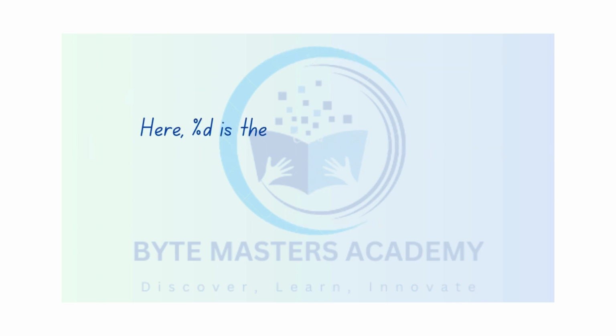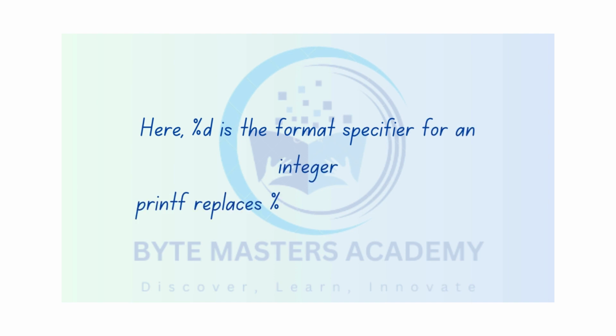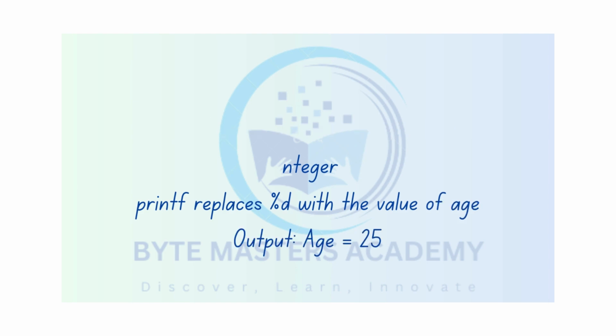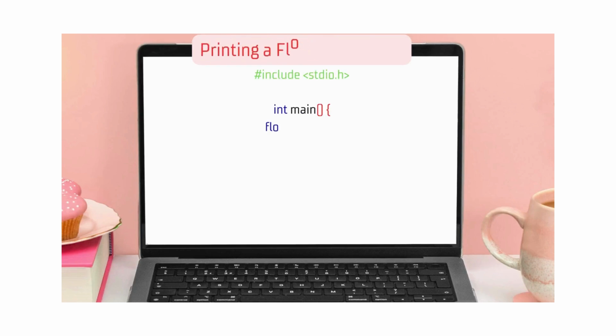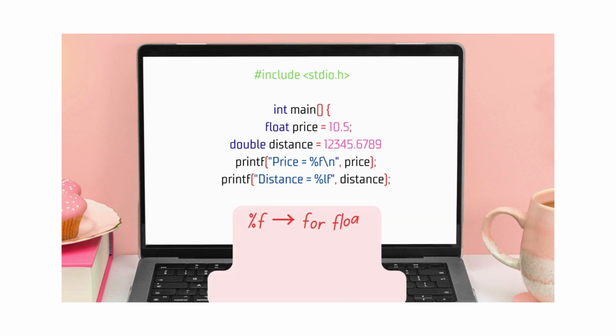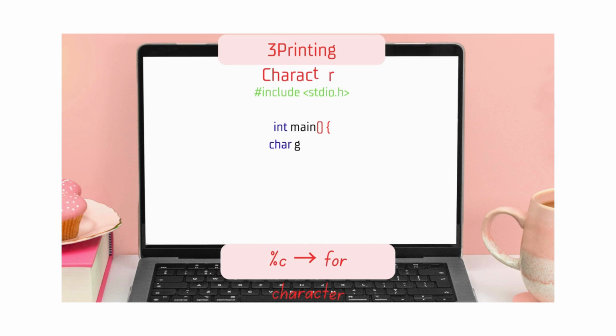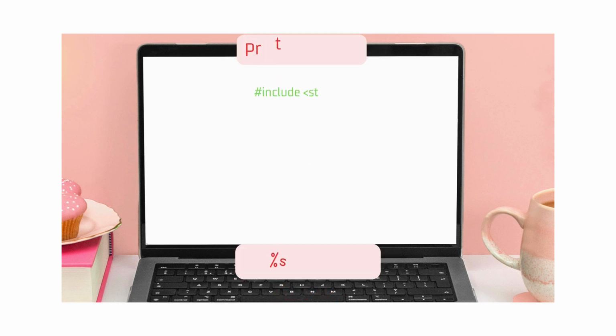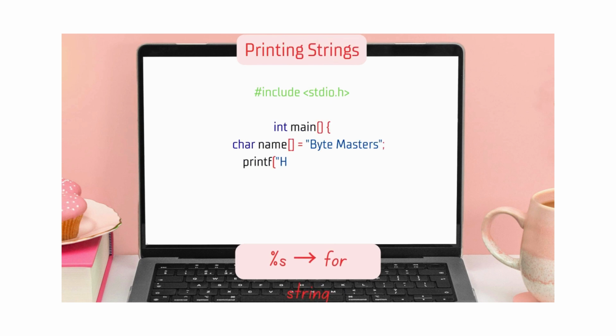Here, %d is the format specifier for an integer. printf replaces %d with the value of age. Output: age equals 25. Printing a float and double: %f for float, %lf for double. \n prints a new line. Printing characters: %c for character. Printing strings: %s for string.